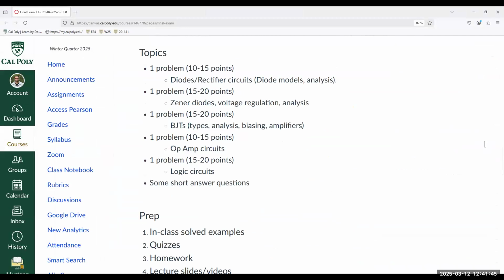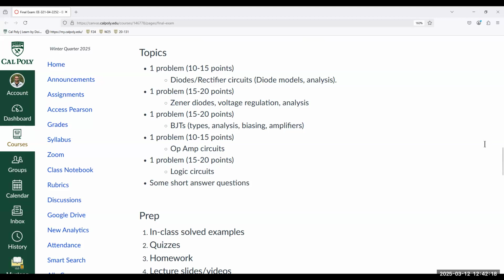So I'll have one problem for diodes or rectifier circuits, meaning different diode models, some analysis. One problem on Zener diodes, more likely than not a Zener voltage regulator problem. Diodes and rectifiers, perhaps load line analysis, ideal diodes or rectifier circuits. And I'll go over into the notebook and point that out.